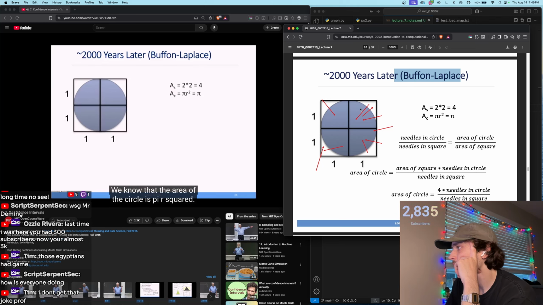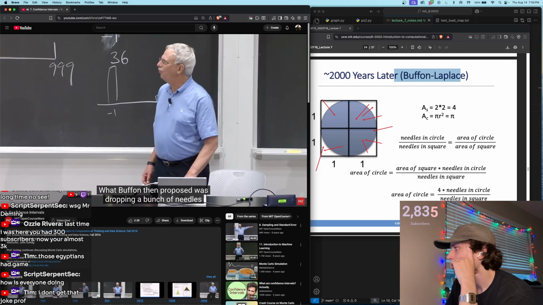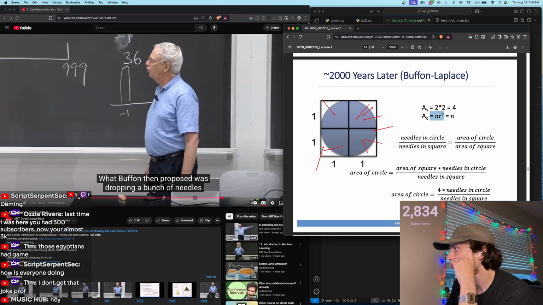We know that the area of the circle is pi r squared. And since we know that r is 1, because that's the square it's inscribed in, we know that the area of the circle is exactly pi. So they said the area of the square is 2 times 2, which is 4, right? The area of the circle is pi r squared. What is being taken up by the square area and by the circle area is being determined by this r squared factor.